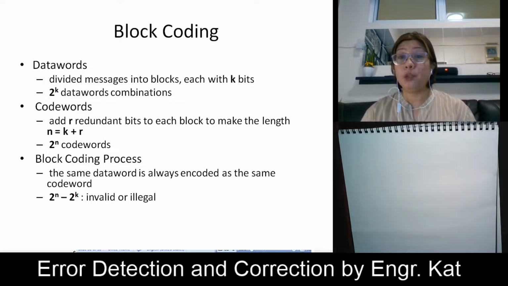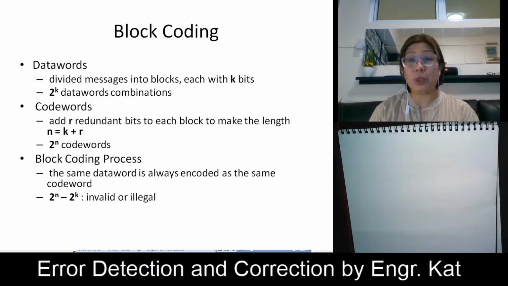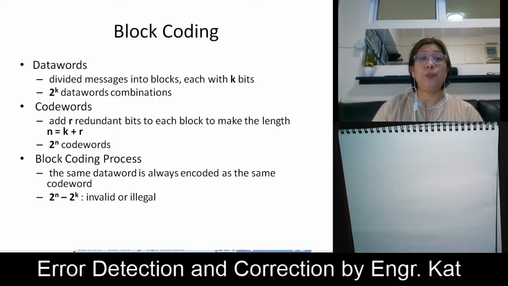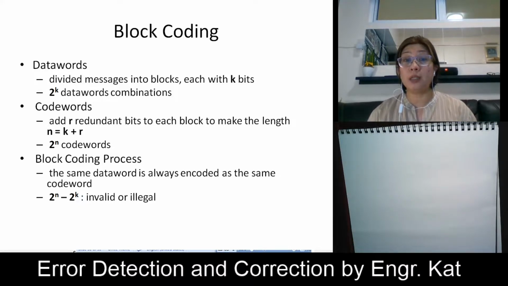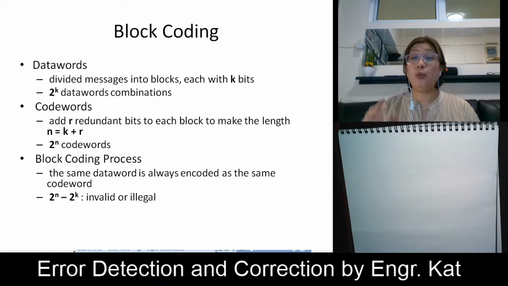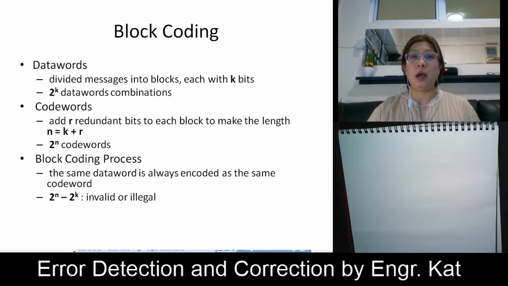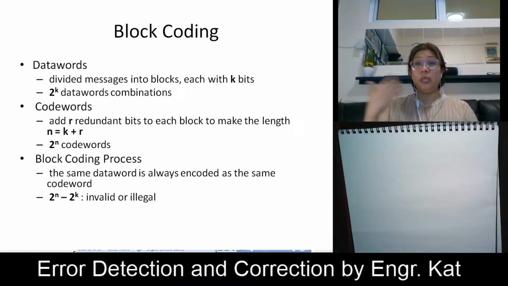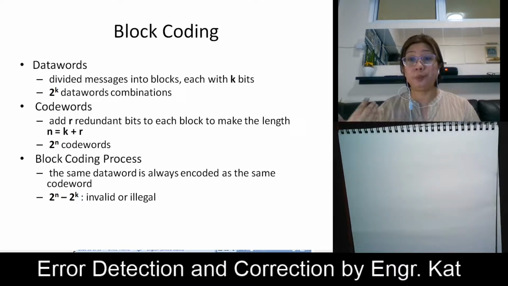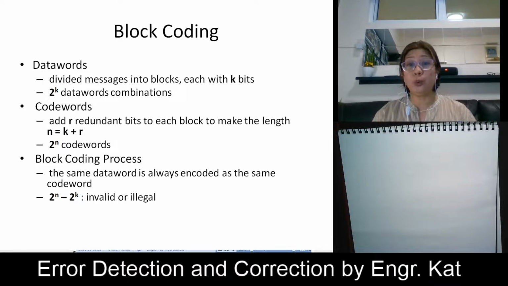We have several terms to keep in mind. First is data words. What do we mean by data words? We divide messages into blocks, each with k number of bits, so using 2 raised to k gives how many data word combinations we are going to produce. When we have k bits, for example 8 bits, it becomes 2 raised to 8, or if we just have 5 bits, it becomes 2 raised to 5. Those are the number of possible data word combinations. Then we have another term, which is code words. How do we form the code words? We add r redundant bits to each block to make the length n equal to k plus r.